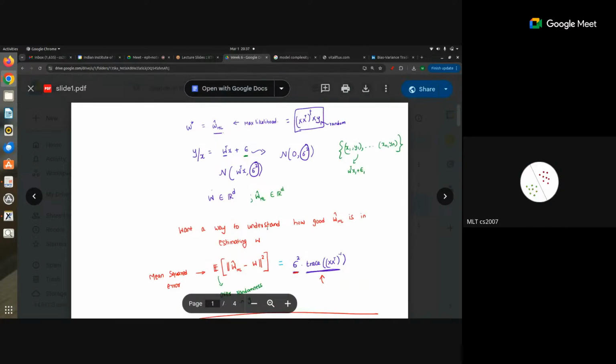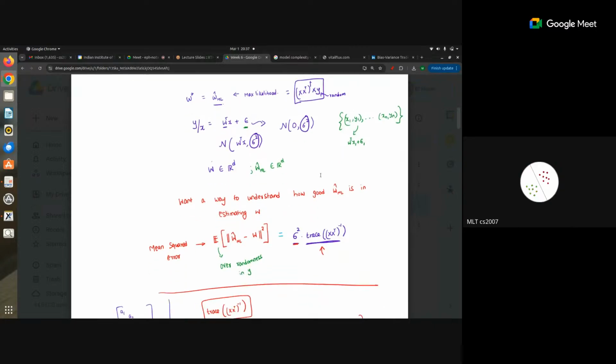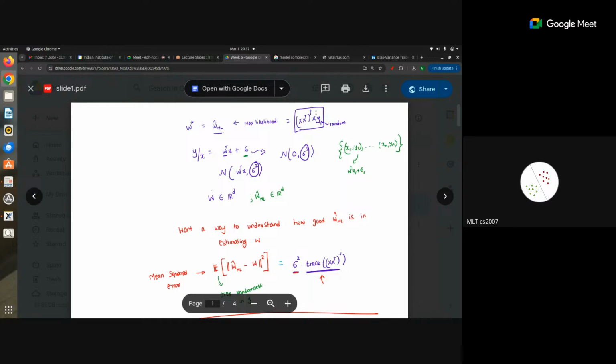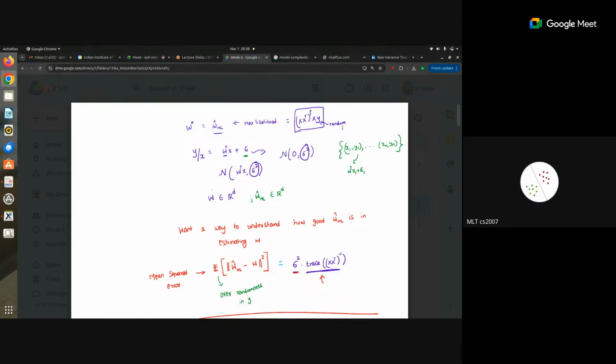This W hat ML is the answer, XX transpose inverse XY. This is your estimator. But how will this estimator change? Why am I saying this is variable? As you change the data, will this estimator value change? Yes, sir.